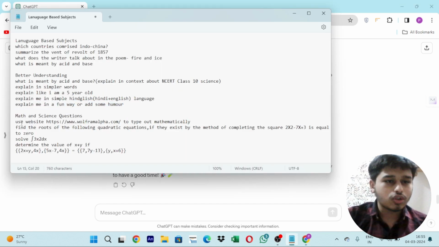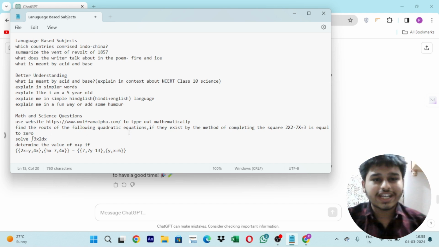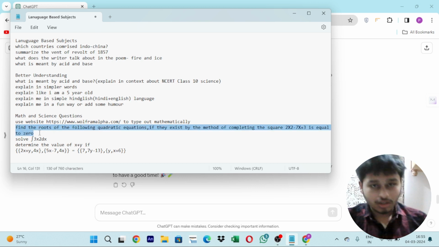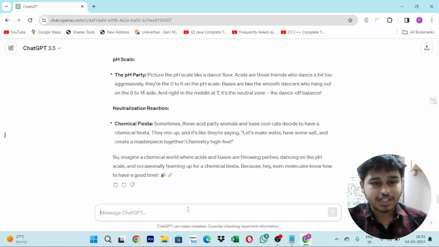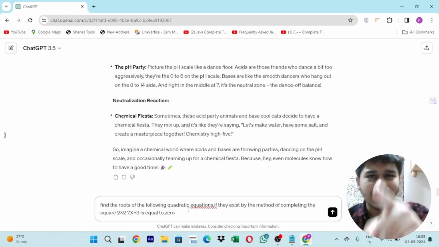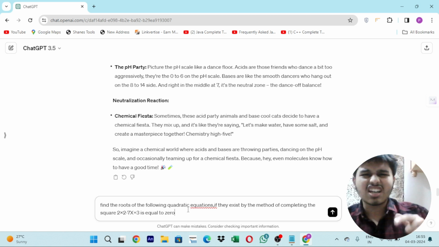The first prompt is: find the roots of the following quadratic equation, if they exist, by the method of completing the square, and the quadratic equation is equal to 0. Now let's just copy this and paste it over here. Now we are solving some complex mathematical equation. You are enjoying, right guys? So now let's click on enter.